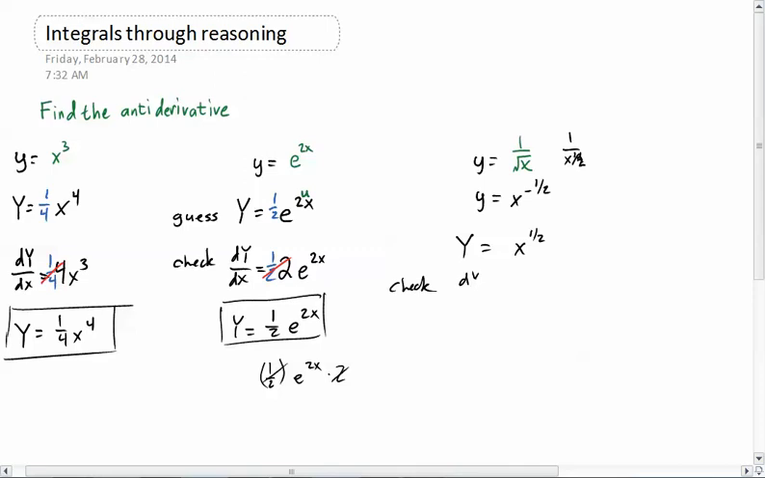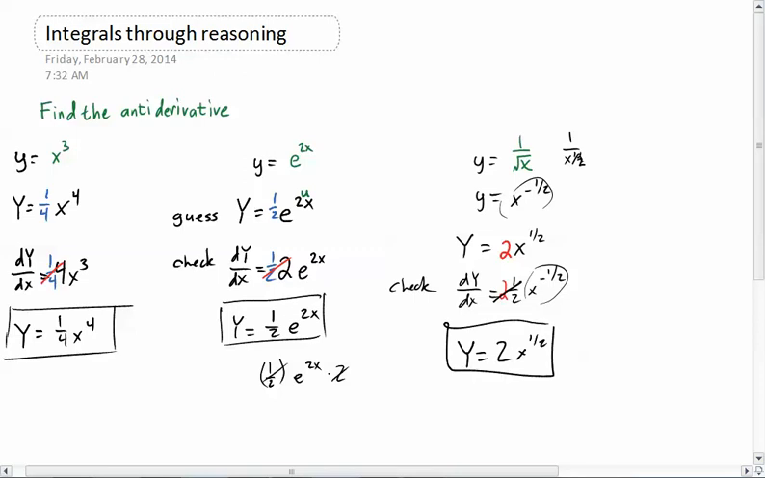And so I'm going to go dy/dx. And I get, bring the 1/2 in front, so I get 1/2 x to the negative 1/2. Now that's almost what I wanted, except there's a 1/2 in front. So how do I get rid of the 1/2? Well, it means that I need to put a 2 in front, right? And if I put the 2 in front, that now means that when I pull the 1/2 in front, it's going to cancel out and leave me with the x to the negative 1/2 that it's supposed to. And so therefore I know that y equals 2x to the 1/2.